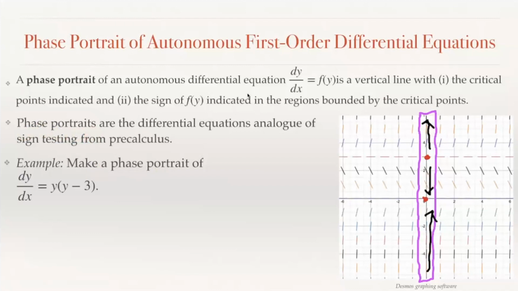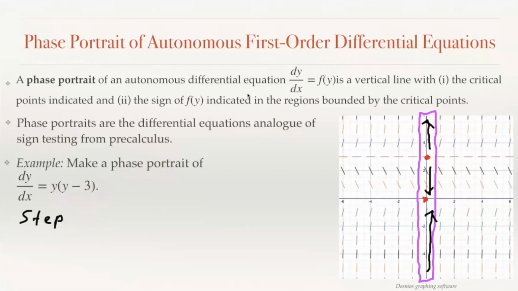And this picture, that's fundamentally all that a phase portrait is. So make a phase portrait of this. Well, this is the phase portrait of it, inferred from the slope field, but we're also interested in being able to make these algebraically without having to plug in points and make the slope field. To do this, it's the equivalent or analog of sign testing from pre-calculus. So let's make a phase portrait of this algebraically now. We should get the same thing.